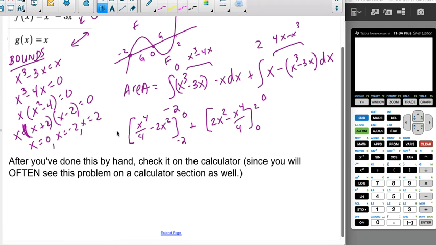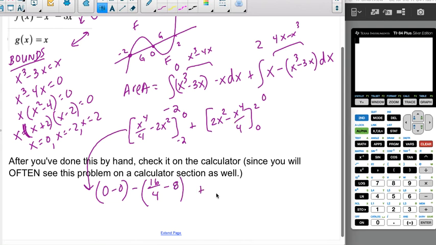And we're gonna go ahead and do it by hand and then check on a calculator, right? So you'll most often see this type of problem on a calculator section a lot. It probably won't be this straightforward with polynomials. So when I plug in the first one, I'm gonna get 0 minus 0 minus, when I plug in the bottom bounds, I'm gonna get a positive 16 over 4 minus a 2 times 4, so minus an 8, right? And we'll deal with that in a sec.